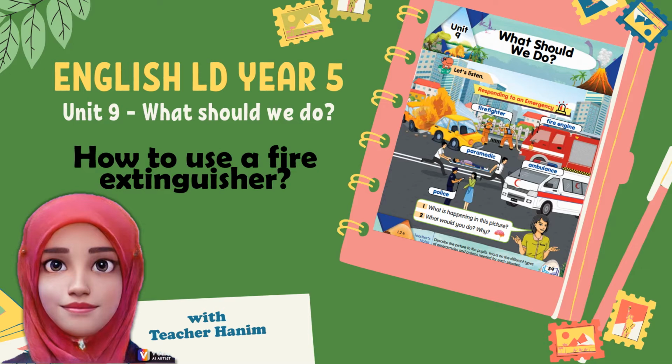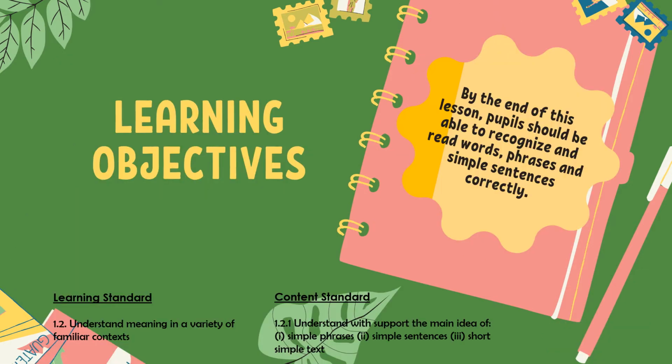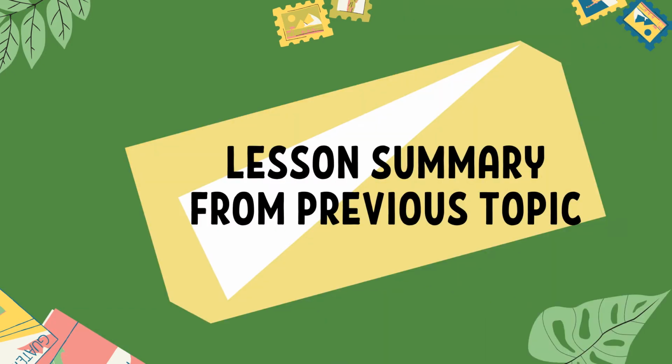Today we're going to learn about Unit 9, What Should We Do? Today's topic is about how to use a fire extinguisher. By the end of this lesson, students should be able to recognize and read words, phrases, and simple sentences correctly. Let us summarize the previous topic about Unit 9, What Should We Do, that we have learned before.